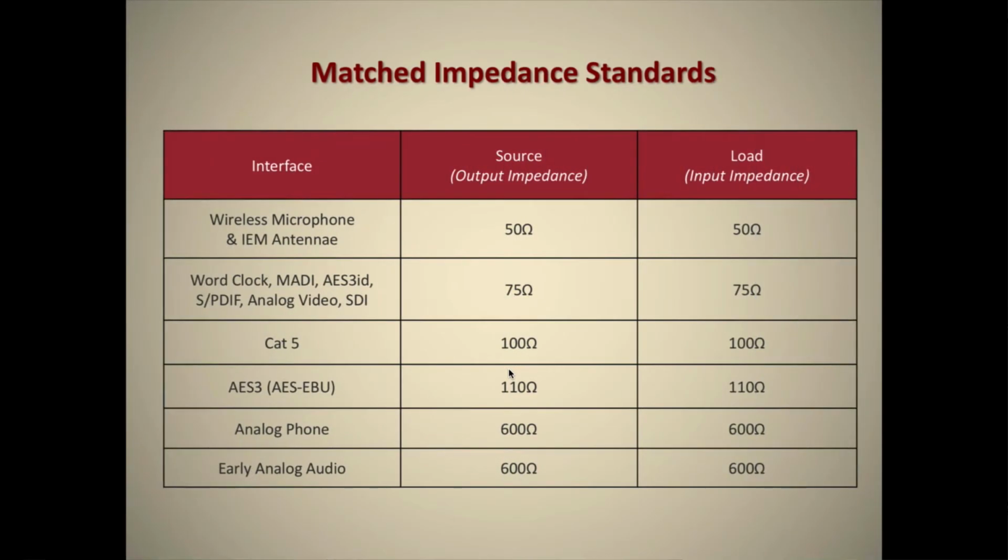And here's a nice chart that shows the common impedances. This should have been in the earlier video, but it wasn't. Wireless microphones like we use at NESCOM, 50 ohm to 50 ohm. Word clock, MADI, AES, S/PDIF, analog video, SDI, those are all 75 to 75 ohm. Cat5 is 100 ohm. AES3, which is AES/EBU on an XLR cable, that's 110 ohm. Analog phone lines, 600 ohms, as well as early analog audio.